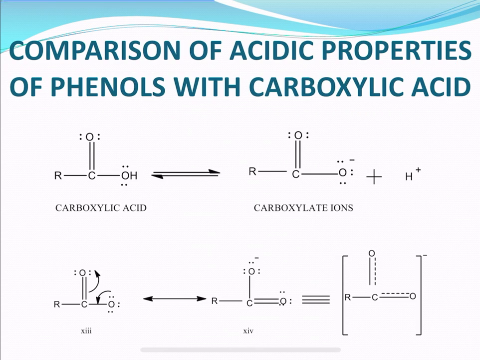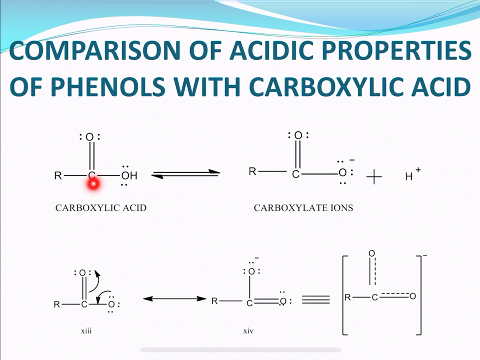Okay. Next is the comparison of acidic properties of phenols with carboxylic acids. The carboxylic acids undergo dissociation to give carboxylate anion and proton. So, this is how the dissociation of carboxylic acid takes place. When carboxylic acid comes in contact with the aqueous solution, this is the carboxylate ion and this is the proton which is separated, and thereby it forms a dissociated form of carboxylic acid.